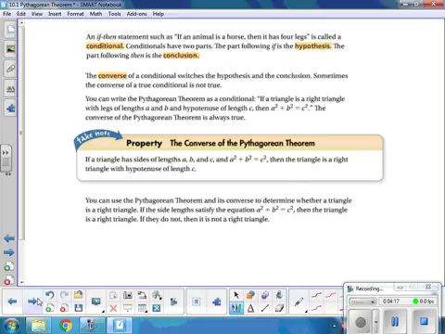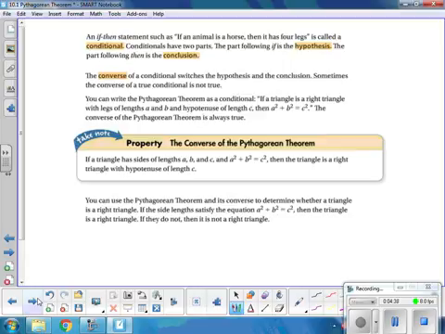All right, so we're going to utilize conditional concepts here. Let's take a look. An if-then statement, such as if an animal is a horse, then it has 4 legs, that's called a conditional. Conditionals have 2 parts. There's a hypothesis, the part that follows the if, and then you've got the conclusion, which is the then. So if this, my hypothesis, then that, my conclusion.